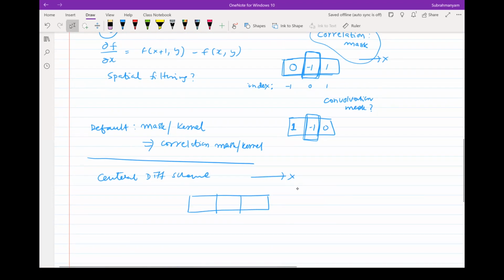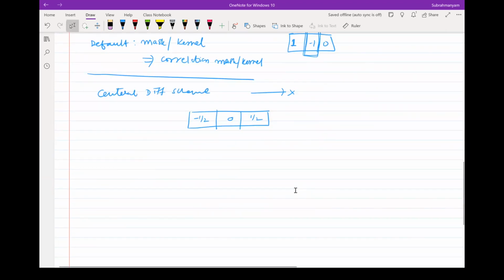-1/2, 0, 1/2. That's all. Very good. Now, you yourself now know all these things. Now it's very clear. And is the correlation mask the same as the convolution mask here? We have a negative sign here, so that will not be right. This is not a symmetric mask.